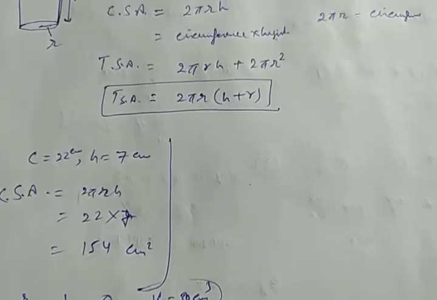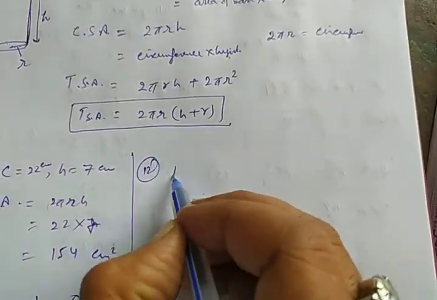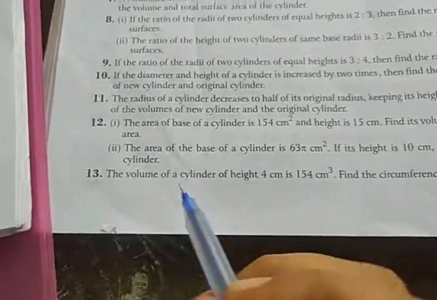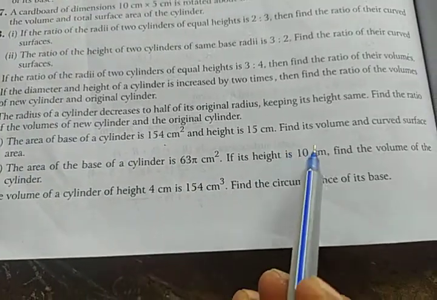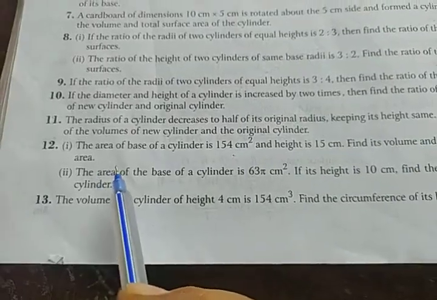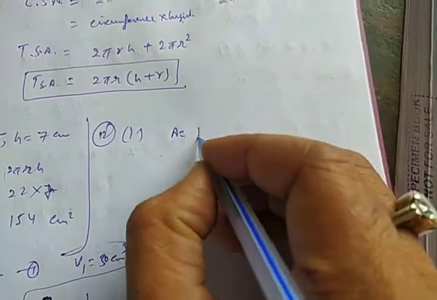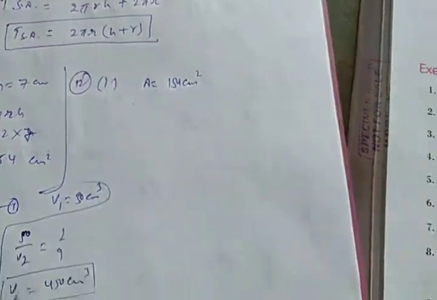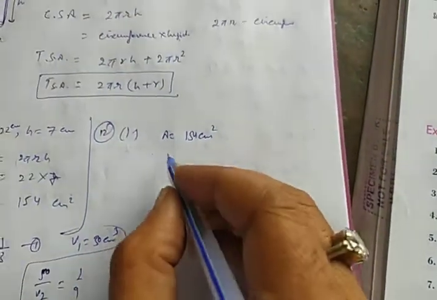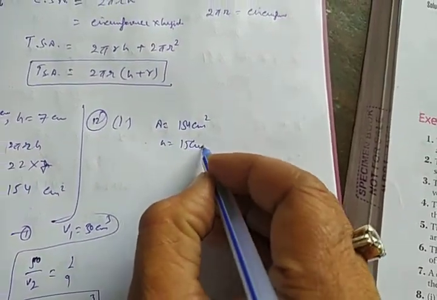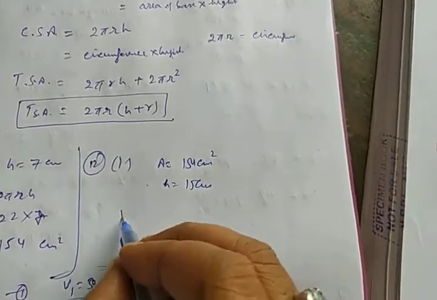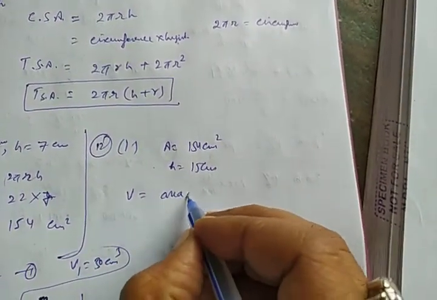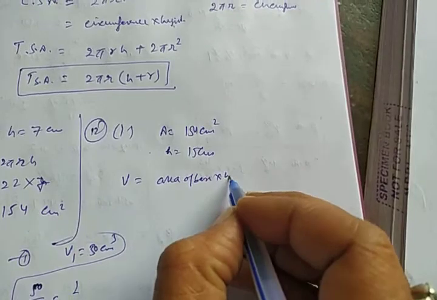For question 12 part 1, I am going to explain. Question 12 part 1 says the area of the base of a cylinder is this much, the height is this much, find the volume and curved surface area. Area of base has been given as 154 centimeter square. Height h has been given as 15 centimeter. The question is asking for the volume. Volume is calculated as V equal to area of base into height.